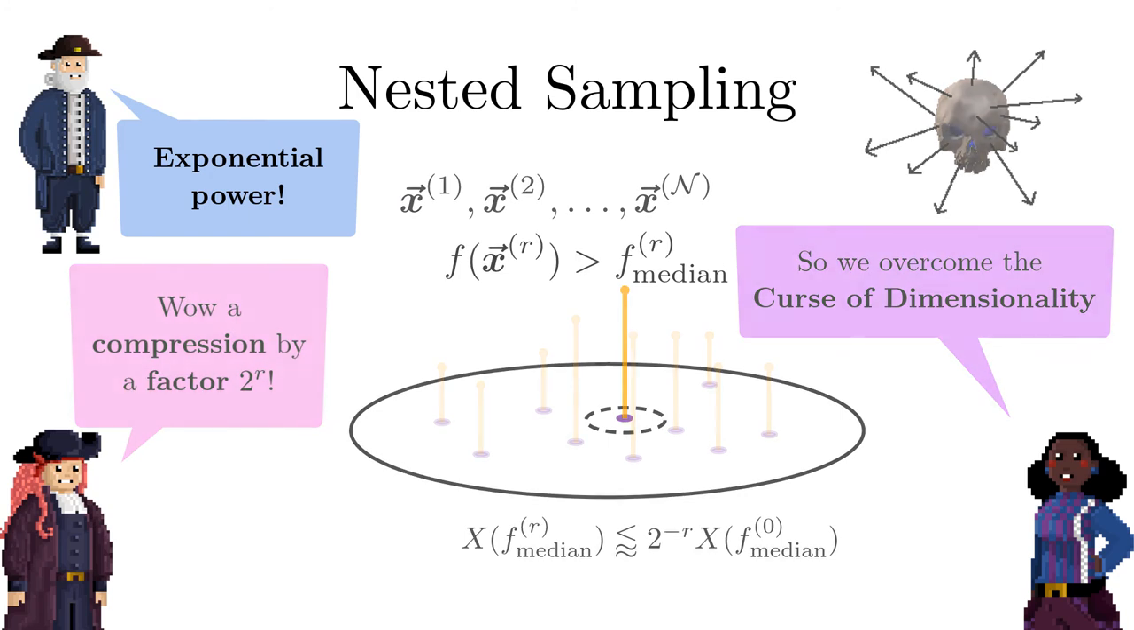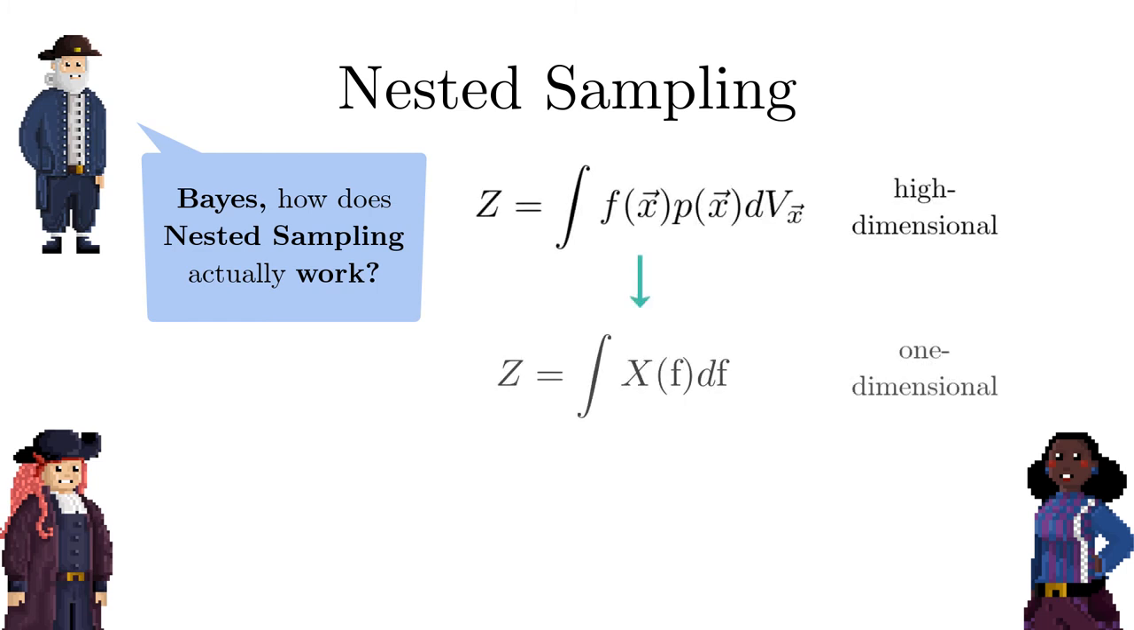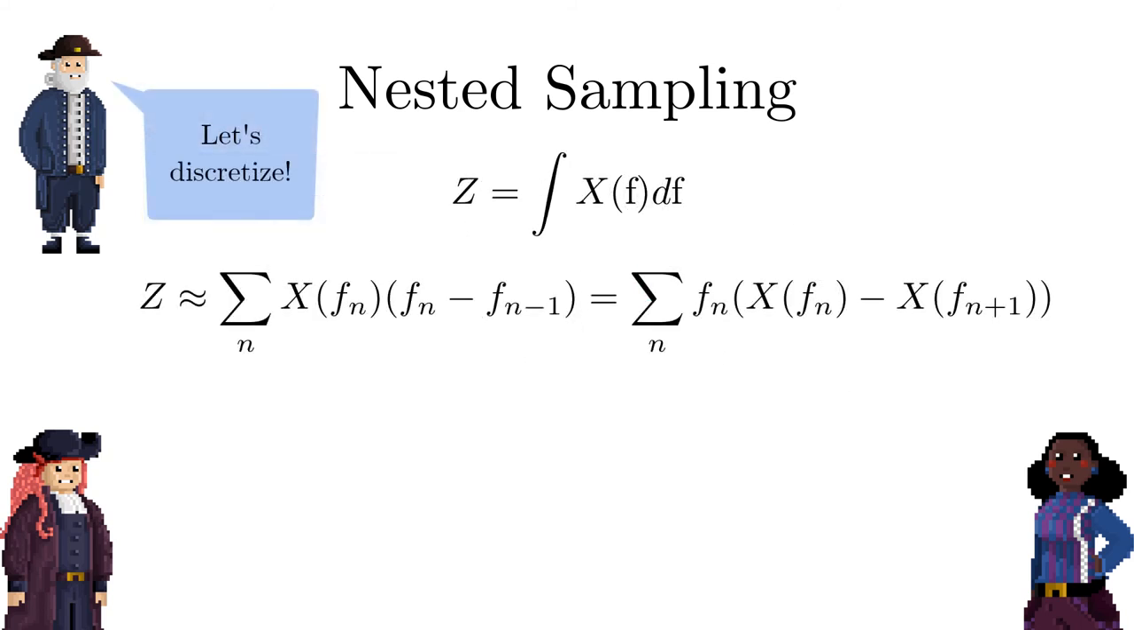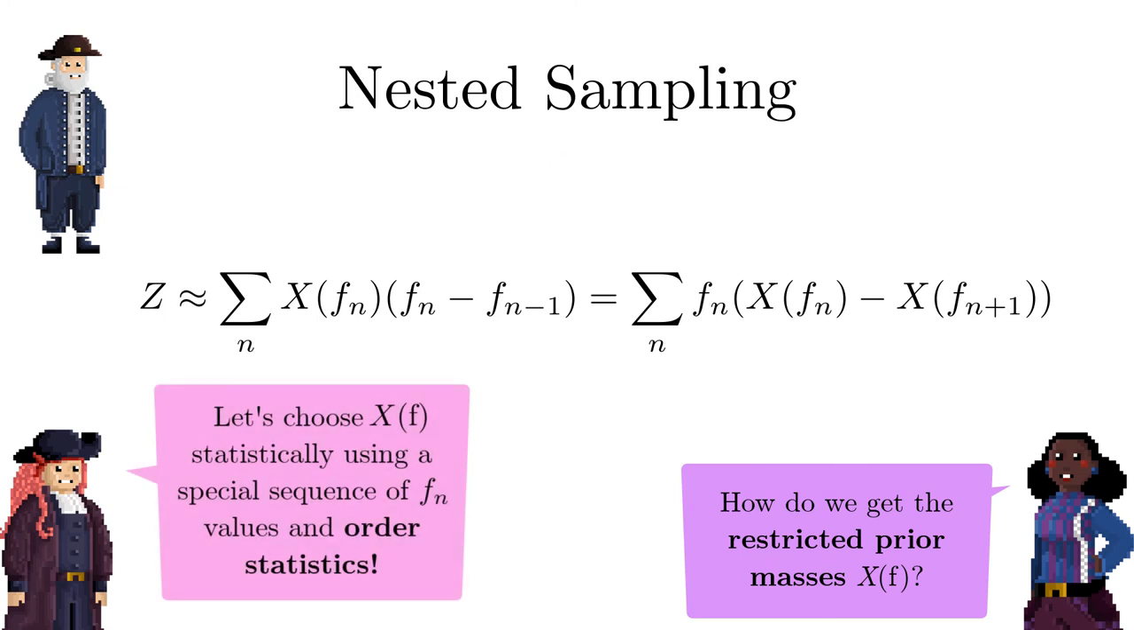So how does nested sampling actually work? As mentioned, we rewrite the high-dimensional integral into a one-dimensional integral. Now the next logical step is a discretization in f. The only but decisive problem is we don't know the constrained prior mass x of f. John Skilling introduced an ingenious algorithm of choosing f sub n statistically in the following sense, which is slightly modified as compared to the scheme mentioned at the beginning.